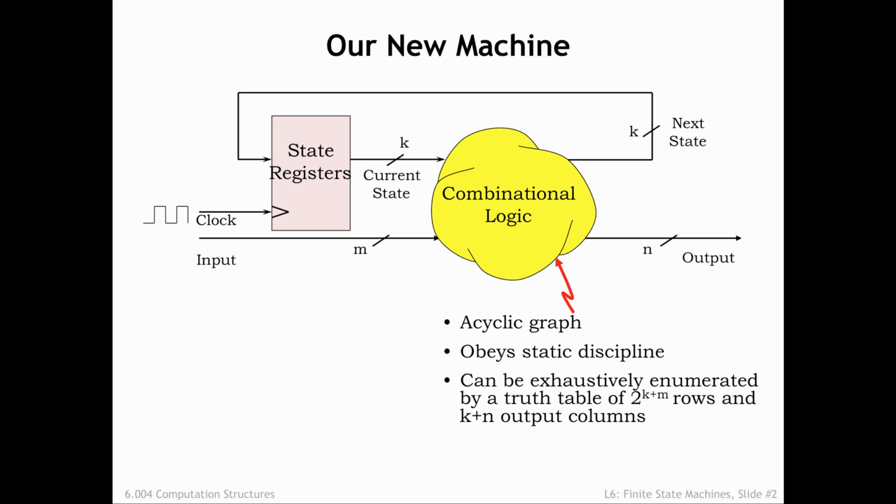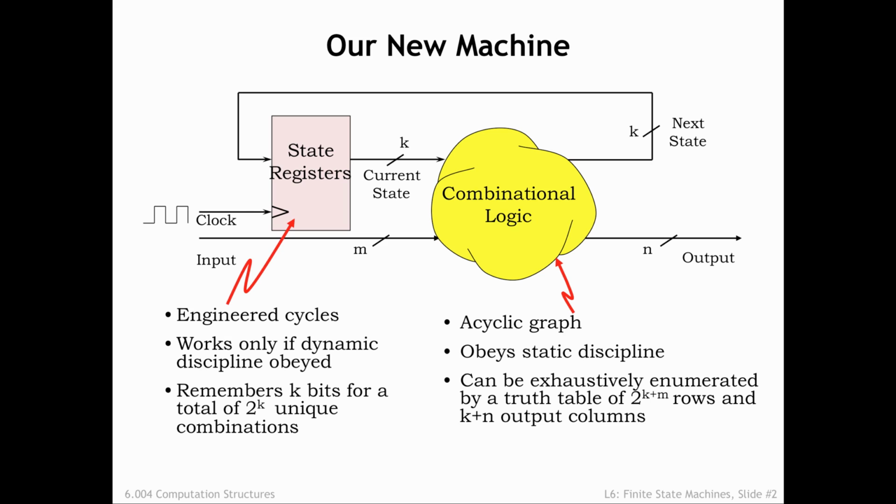There's also a functional specification that tells us the output values for every possible combination of input values. In this diagram, there are k plus m inputs and k plus n outputs. So the truth table for the combinational logic will have 2 to the k plus m rows and k plus n output columns. The job of the state registers is to remember the current state of the sequential logic.